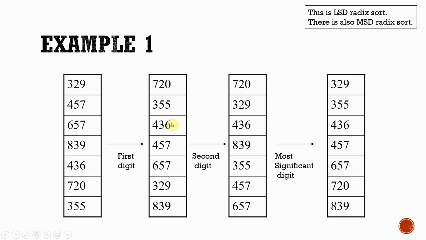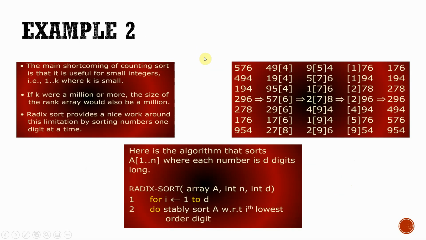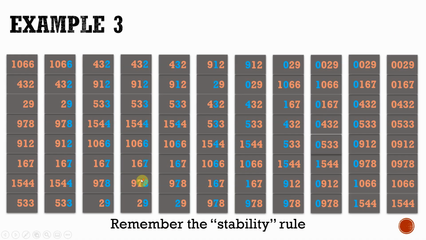Okay, so this is how Radix sort works. One of the main shortcomings of counting sort is that it is useful only for small integers, like only 1 digit or a smaller range, where k is very small. But if you have an array of large numbers, then we can use Radix sort. Here you see an example of Radix sort, and this is the pseudocode for it.